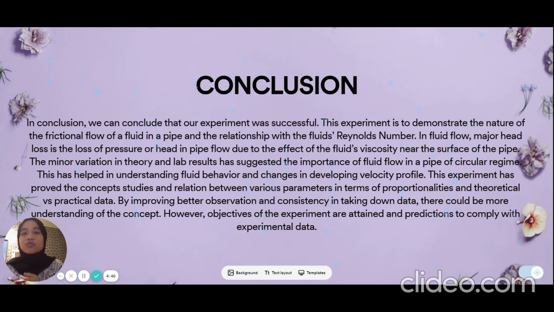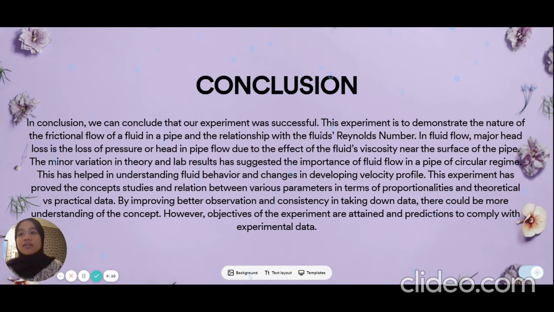So the conclusion is we can conclude that our experiment was successful, and this experiment is to demonstrate the nature of the frictional flow of a fluid in a pipe and the relationship with the fluid's Reynolds number. So in fluid flow, the major head loss is the loss of pressure in the pipe flow due to the effect of the fluid's viscosity near the surface of the pipe.